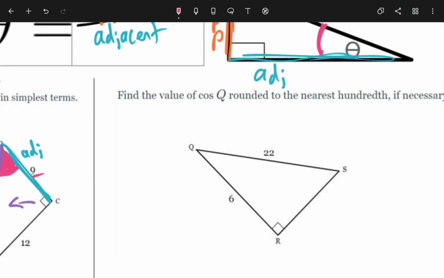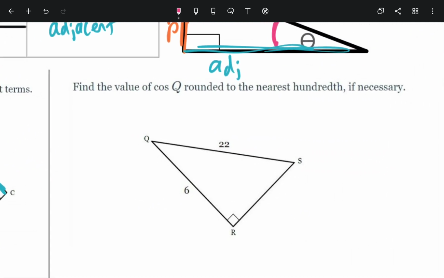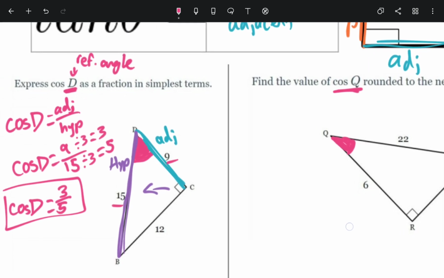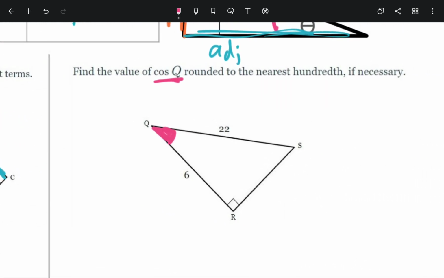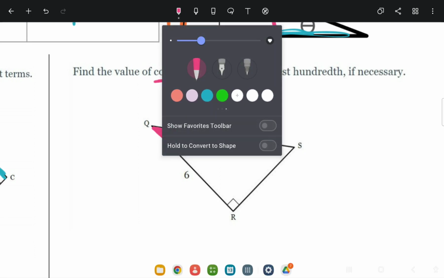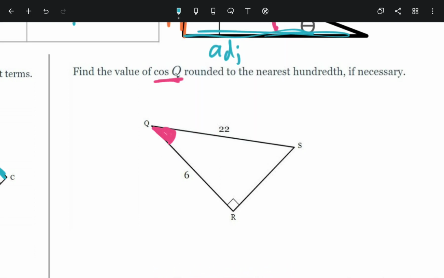Let's look at this example over here. And it's another cosine one. So we want cosine of angle Q. Now, on this last one, we were given all 3 sides. This time we are only given 2. And you know what? That is okay. Sometimes you might have to use the Pythagorean theorem to find the third side ahead of time. Or you might not have to. In this case, we don't. So again, adjacent to our angle is this side right here.